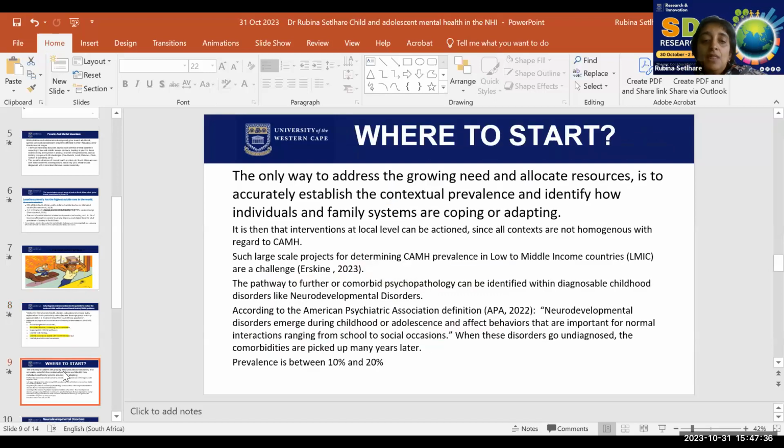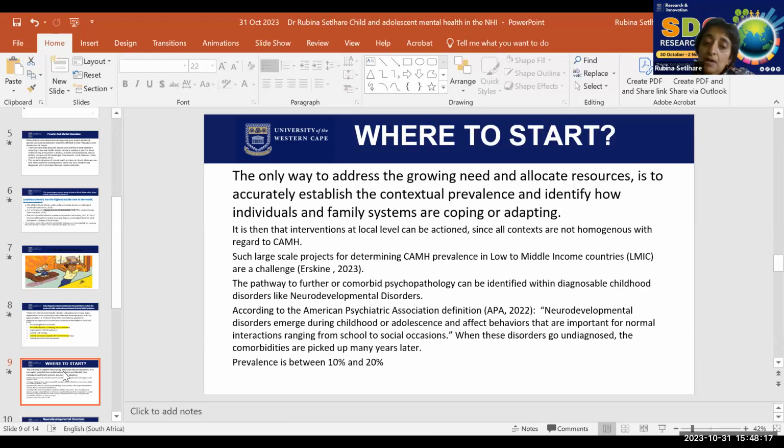So where do we start? The only way to start is to actually accurately establish the prevalence and identify how individuals and family systems are coping, right? It is only then that interventions at local level can be actioned, since all contexts are not homogeneous with regard to child and adolescent mental health. So we find that large-scale projects for determining CAM in middle to low-income countries are a challenge. One is because of the stigma within the communities. The other is a lack of awareness.